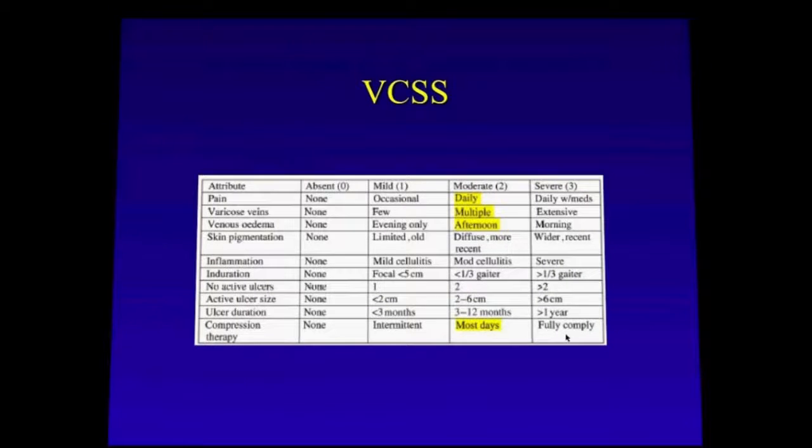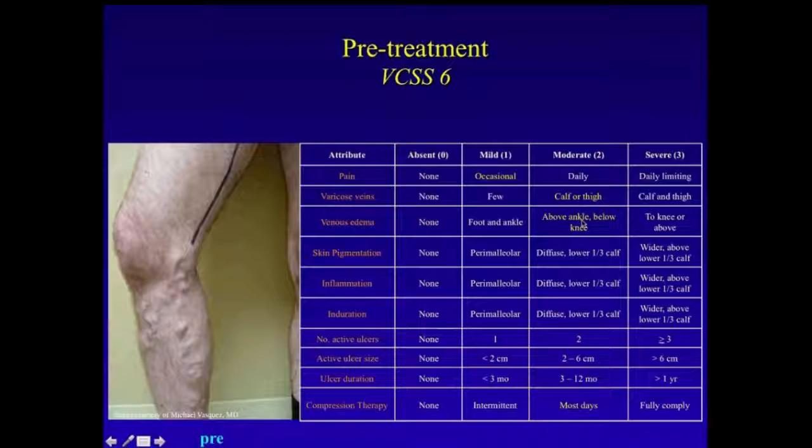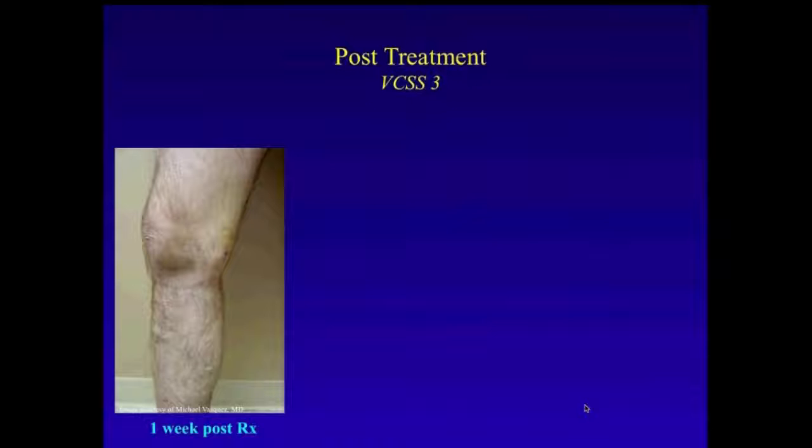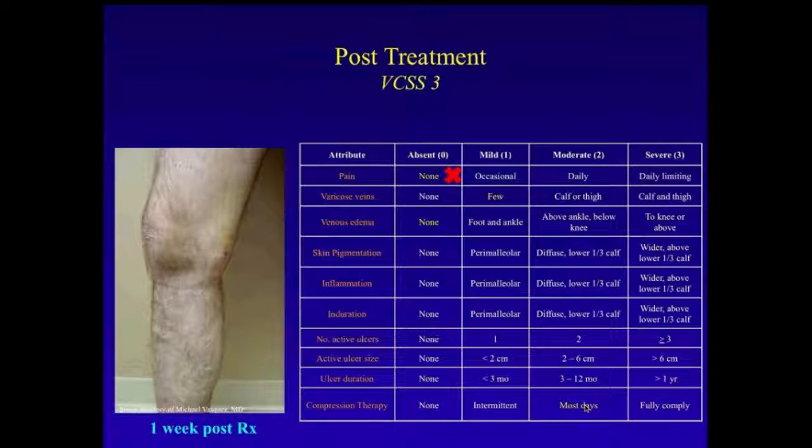So here's an example of a patient with pain and varicose veins, and this is how the classification system would work. Occasional pain, moderate varicose veins in the calf or thigh, and venous edema above the ankle but below the knee. So VCSS score of 6, and wears compression and still has these symptoms most days. And here's what happened to the patient after treatment. The VCSS score went down to 3.